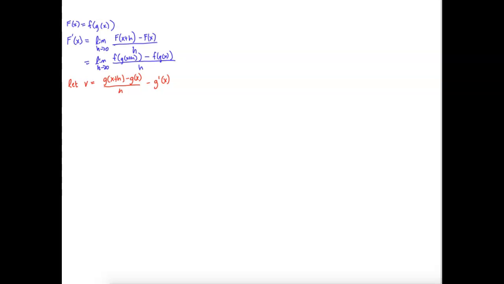Now, the one thing I want you to notice about the way I defined v there is what happens if I let h approach 0. What does this term become? What does that term become if I let h go to 0?